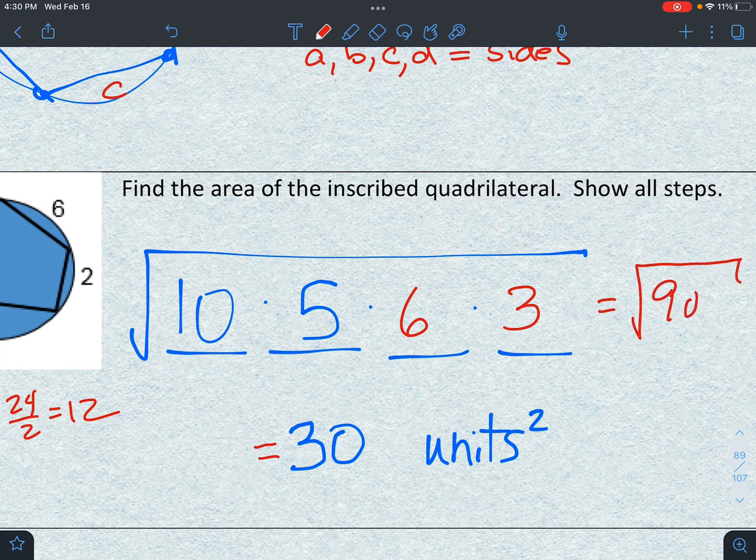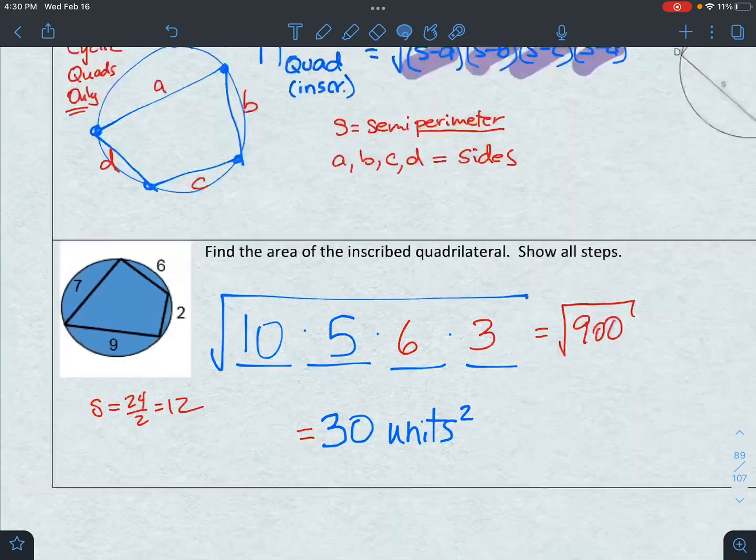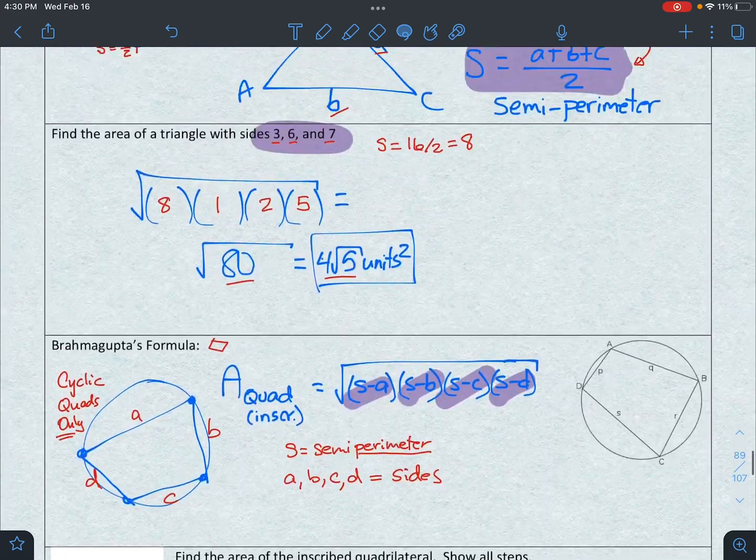Check it out. Is that true? Well, the square root of 900 is 30 units squared. So there's my area. Okay. Voila. That's it. That's all she wrote.